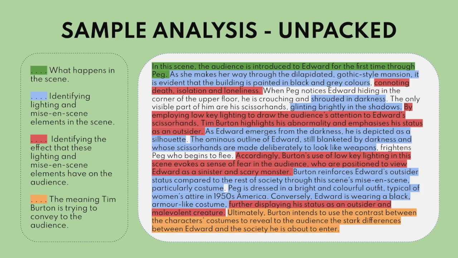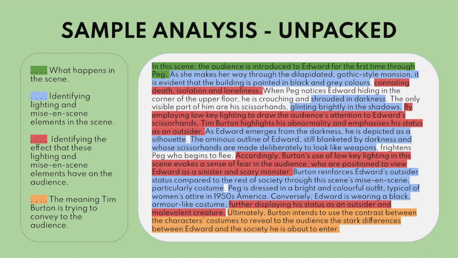So we've identified a technique, colour, and then we've talked about the effect or the impact of that technique. So the black and grey colours connote, make us feel, or we associate black and grey colours with death, isolation, and loneliness. So that's an example of you identifying a technique and then talking a little bit about the impact or the effect of that technique.